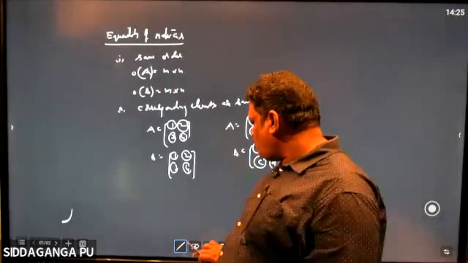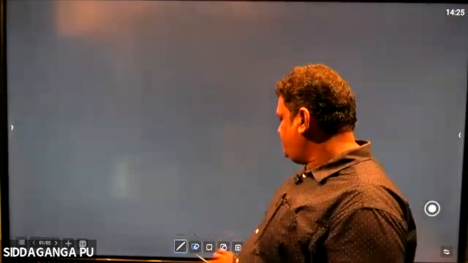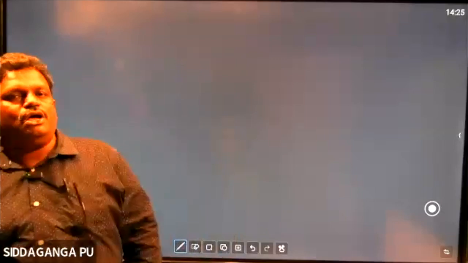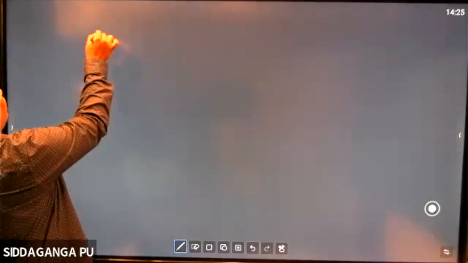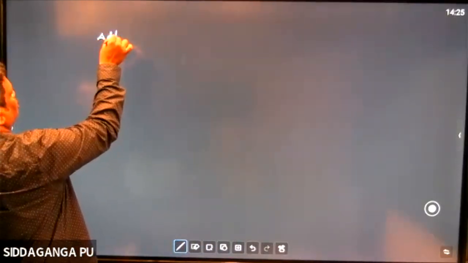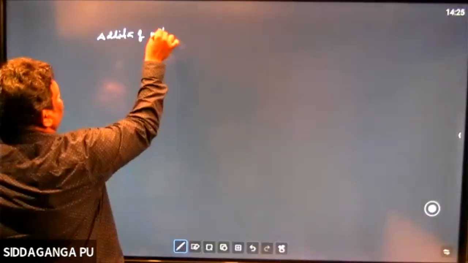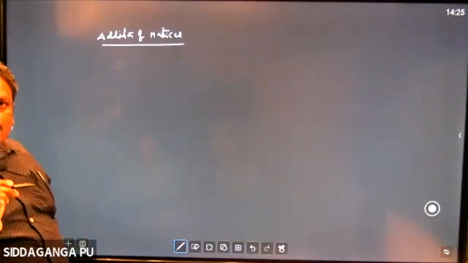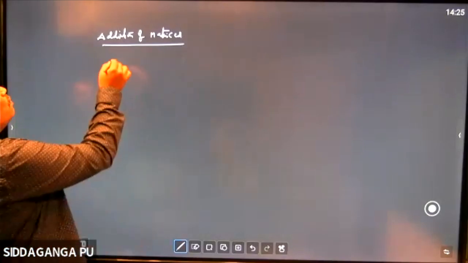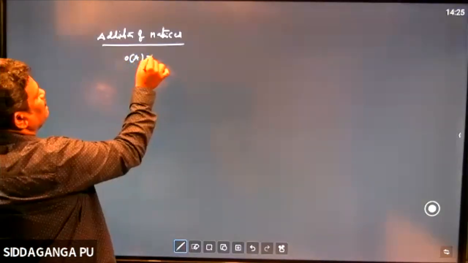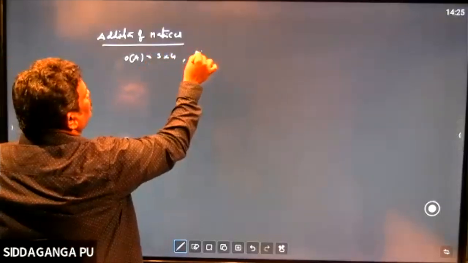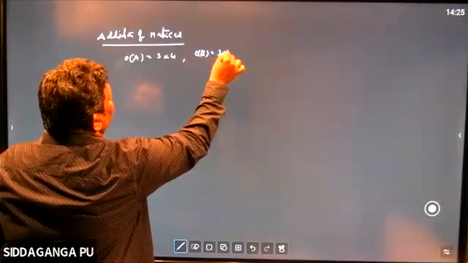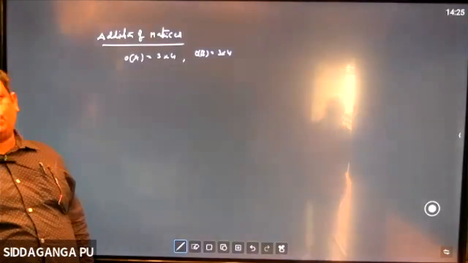Okay. Next, the main operations. Here there are two operations. One is addition of matrices, another one is multiplication of matrices. So addition of matrices, we can define. Addition of matrices means we can choose any two matrices of the same order. That is the very important point. We can choose the order of matrix A as, suppose, 3 by 4. The order of matrix B is also 3 by 4. We choose two matrices of the same order.